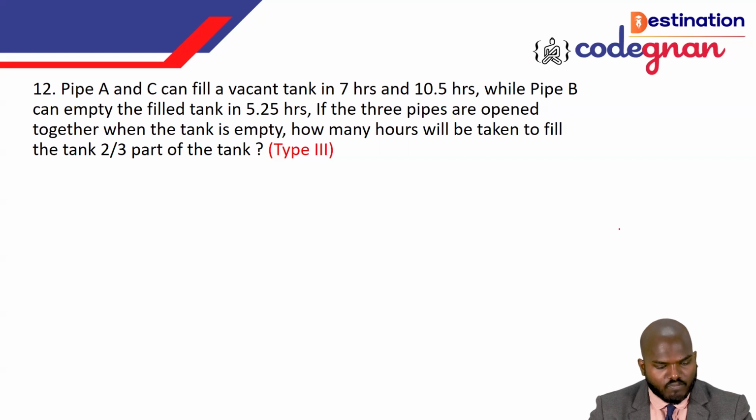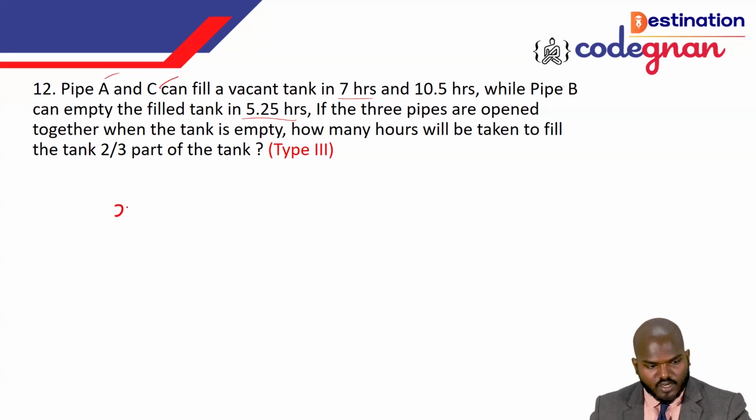2 by 3 part of the work. That is the thing they have given here. So here we just want to do one thing: we can take the value of x. You are saying that there are pipes A and C that can fill an empty tank, but pipe B is emptying the filled tank. It is filling the vacant tank, but it is emptying the filled tank. It is just doing the reverse.